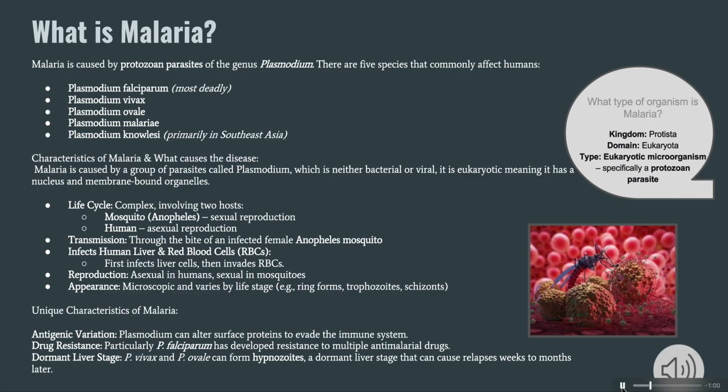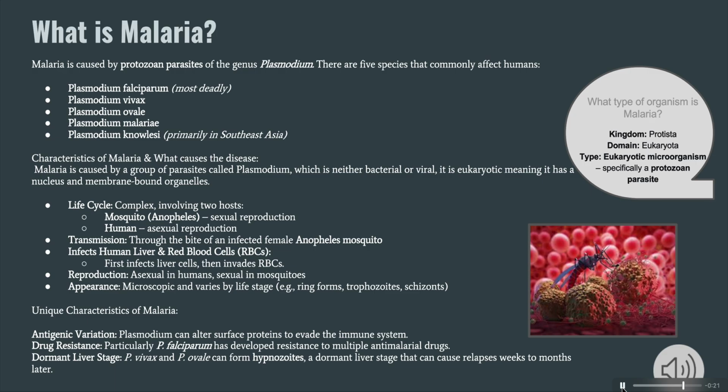Characteristics of malaria and what causes the disease. Malaria is caused by a group of parasites called Plasmodium, which is neither bacterial or viral. It is eukaryotic, meaning it has a nucleus and membrane-bound organelles. The life cycle of malaria is complex, involving 2 hosts: the mosquito, which is sexual reproduction, and the human, which is asexual reproduction. The transmission of malaria is through the bite of an infected female mosquito. It first infects liver cells, then invades red blood cells. It is asexual in humans and sexual in mosquitoes. It is microscopic and varies by life stage.